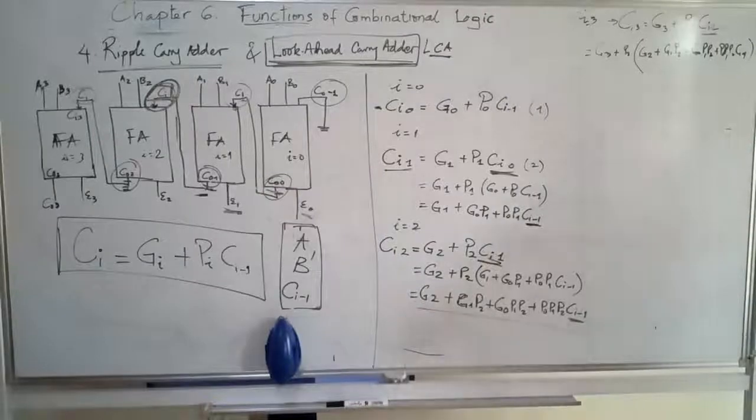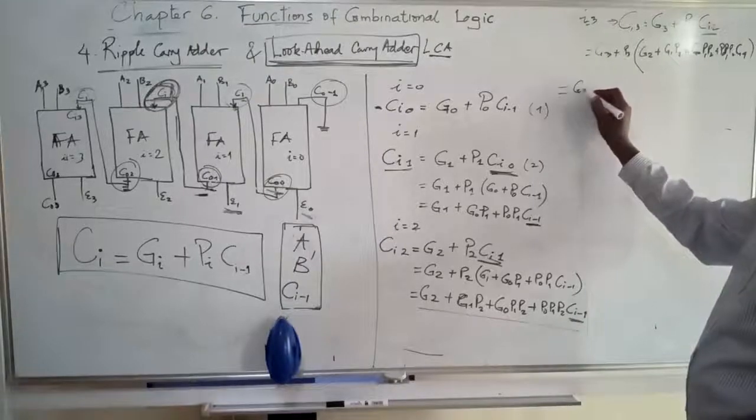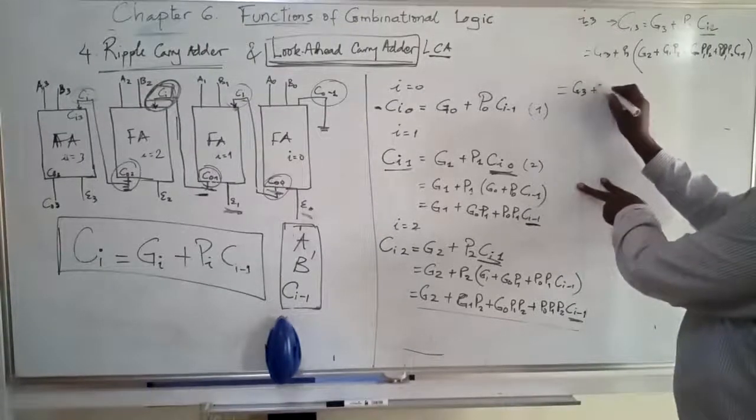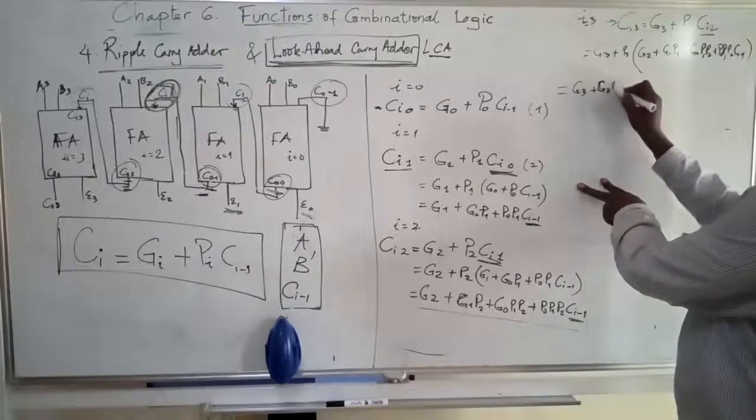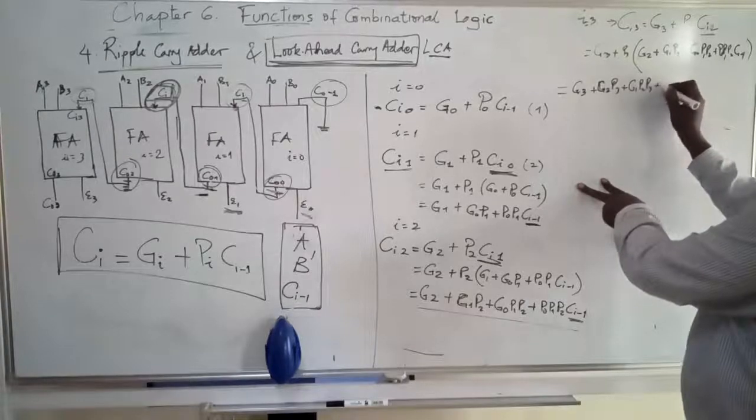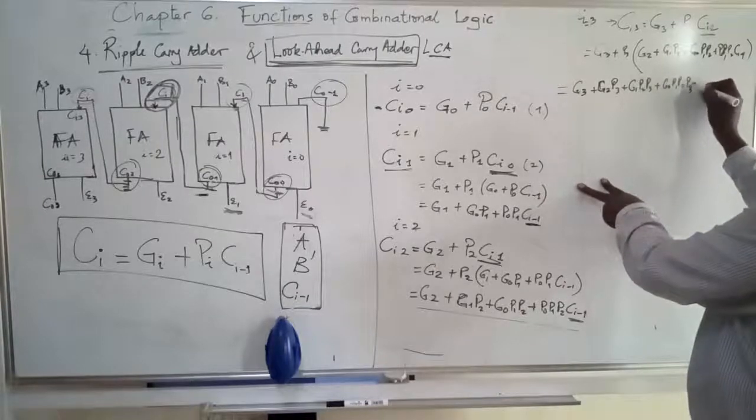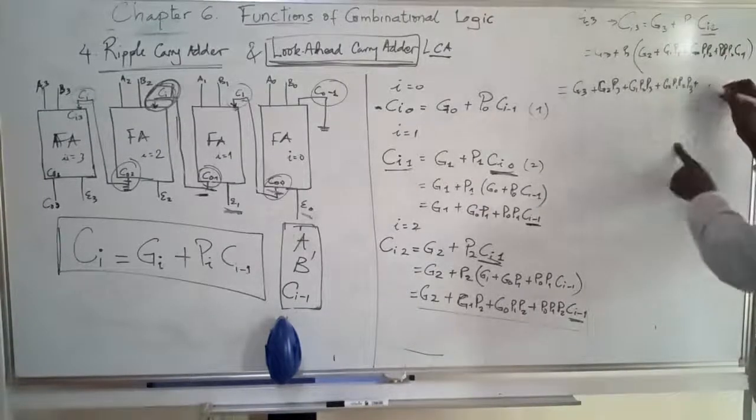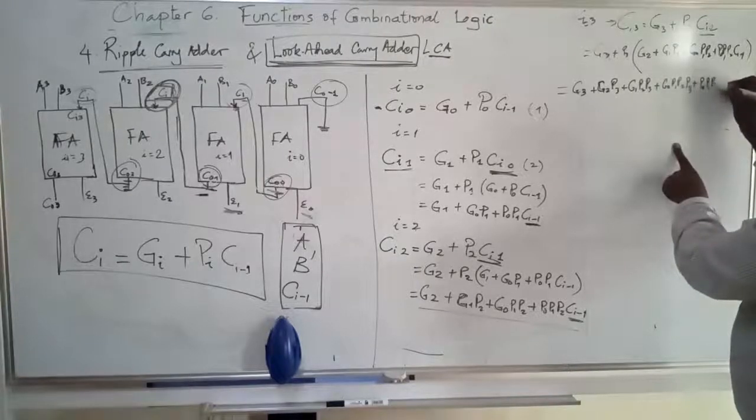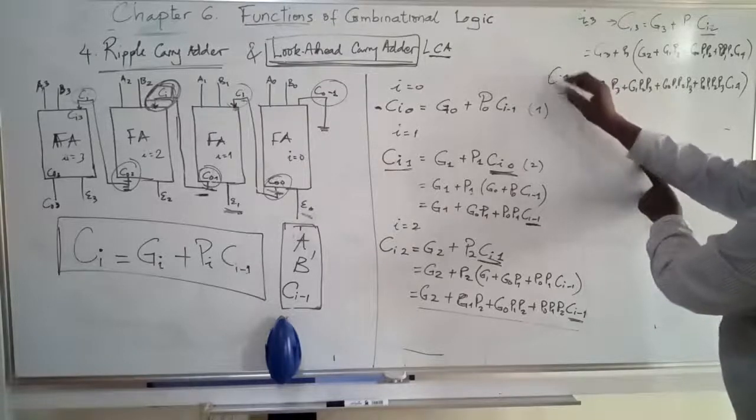So by distributing, you will have what? G3 plus G2 P3 plus G1 P2 P3 plus G0 P1 P2 P3 plus P0 P1 P2 P3 C in minus 1. So dear friends, this is C in 3.